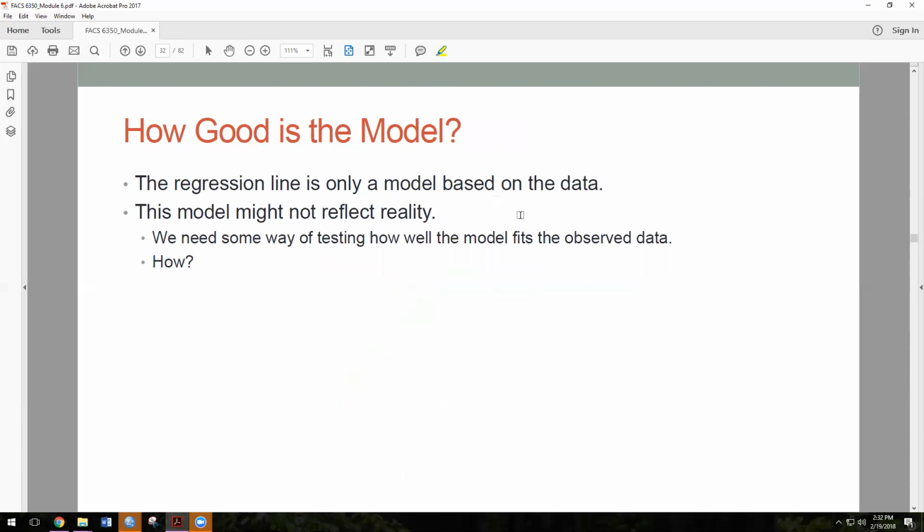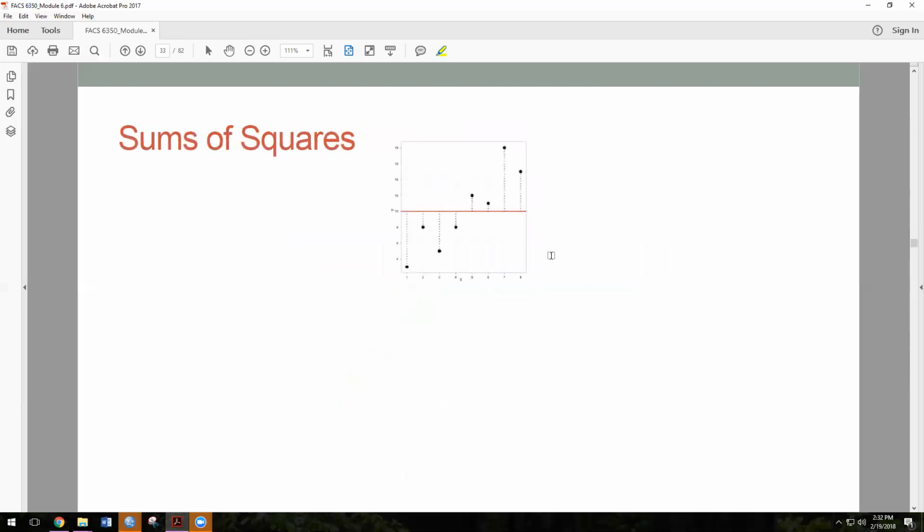The regression line is only a model. It's not a fact. The model might not reflect reality. Just like we talked about, correlation is not causation, and you can have completely spurious correlations that don't make any sense at all. You can still have a regression model that doesn't exactly reflect reality. Now, if we look at our sum of squares, this is part of our model. Again, these are data points, and what we are looking for is the residual difference between the actual data point and the line of best fit, or the mean.